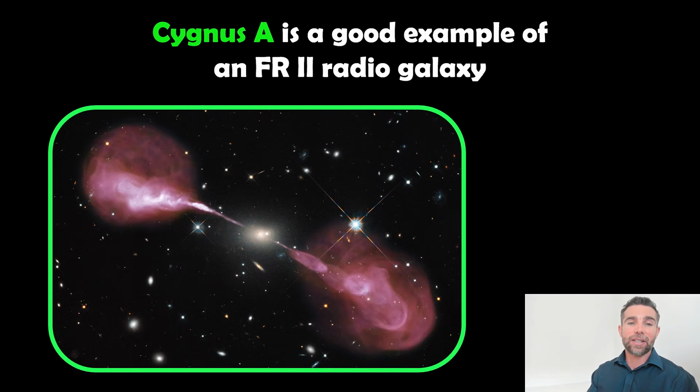And then Cygnus A is a pretty good example of the second type of radio galaxy. You can see you've got significant jets coming out, quite narrow to a point, and then you've got these very large lobes which are brighter than the actual parts closest to the galaxy.